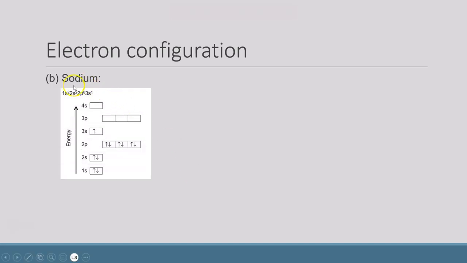Sodium. Sodium has a total of 11 electrons: 1s2, 2s2, 2p6, 3s1. So sodium's first and second energy levels are full. Its core electrons are in n equals 1 and n equals 2, and it has 1 valence electron in the third energy level. Of course, you'll also notice that sodium is in period 3.